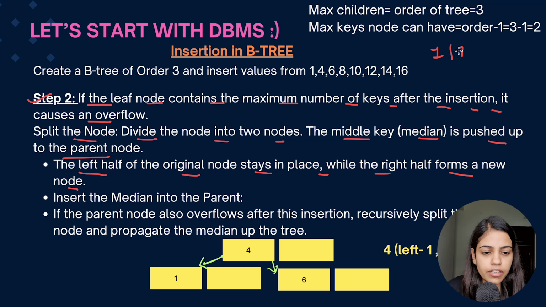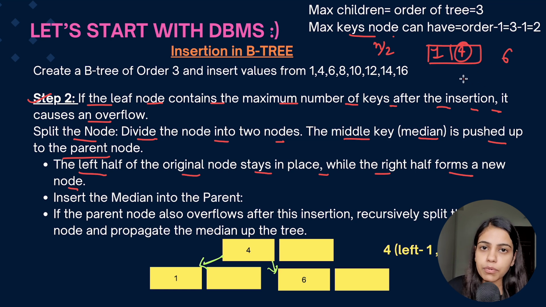So 1 and 4 are already inserted in my node. Now I have to insert 6, but the maximum number of keys a node can have is 2. So I'll find the median including the 6. That would be n by 2 because the number is odd. So the median would be 4.